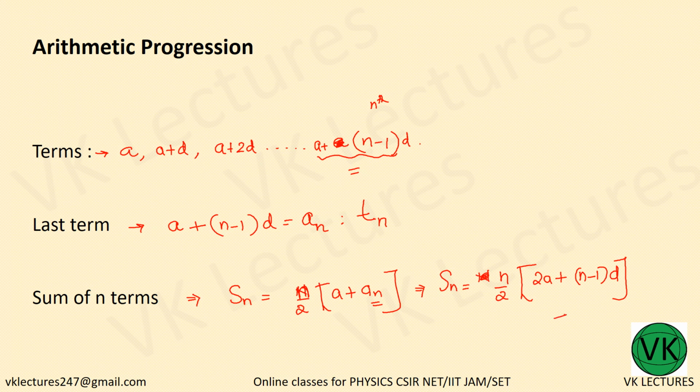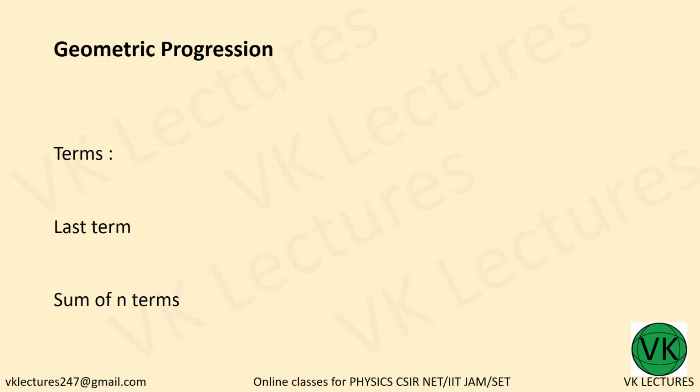So from this you need to remember only these things. Now to geometric progression. How will you write the terms? The first term will be a, then the second term will be ar, third term will be ar square, and it goes on. Now what is a? A is the first term, and what is r? R is called the common ratio.